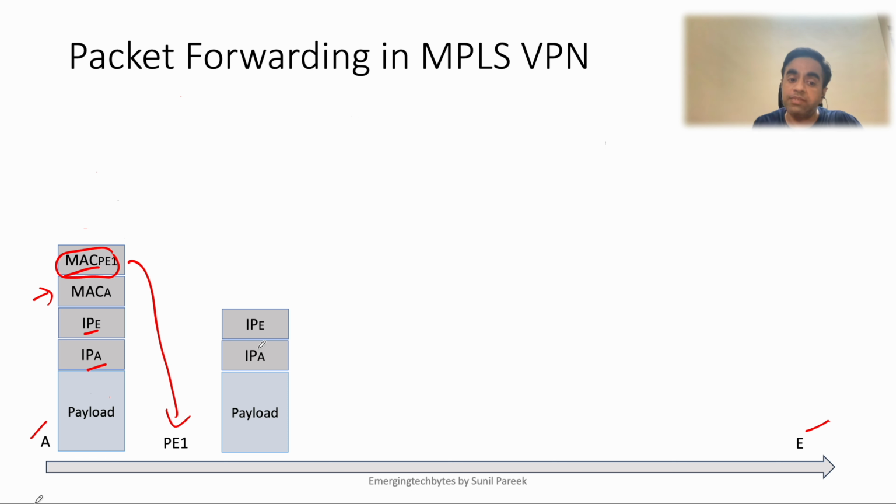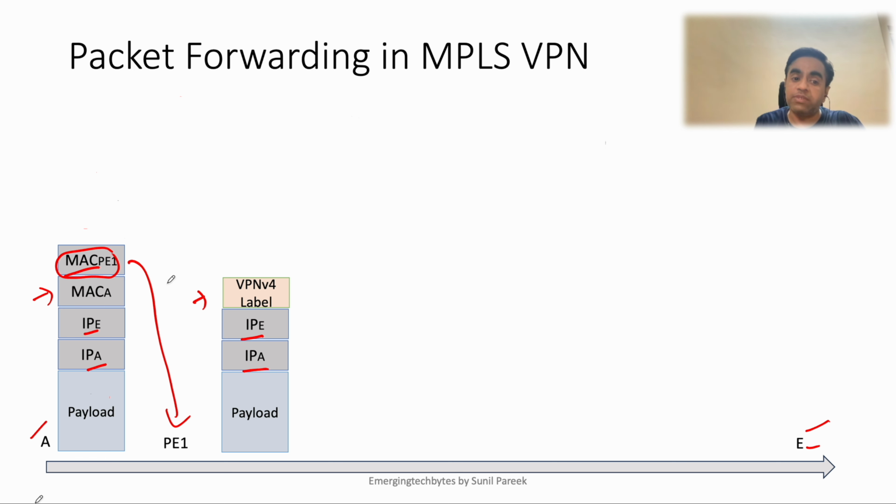So PE1 will see that the source is IP A, the destination is IP E. It's a VPN customer, and because in the domain PE1 to PE4 the path is MPLS enabled, it will put the label, the VPNv4 label, which was allocated by the node which is connected to E, that is the egress PE.